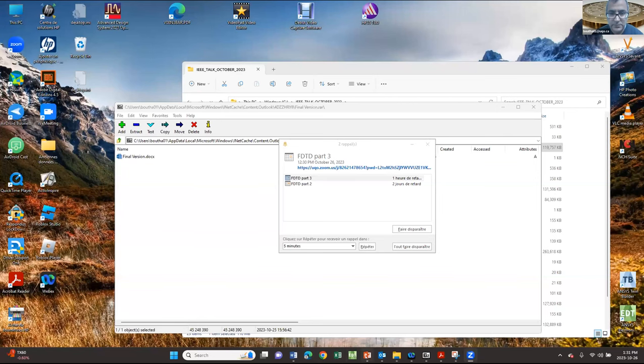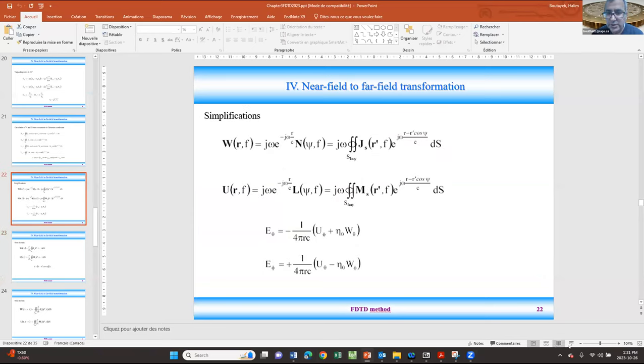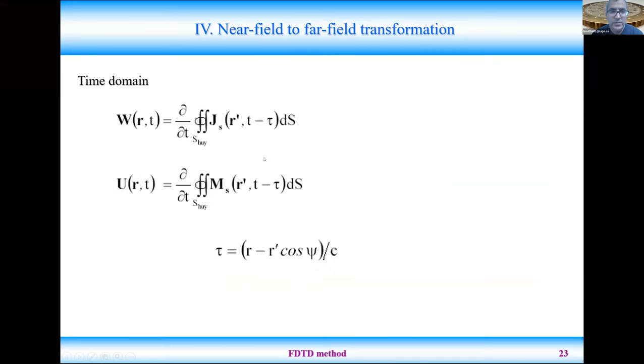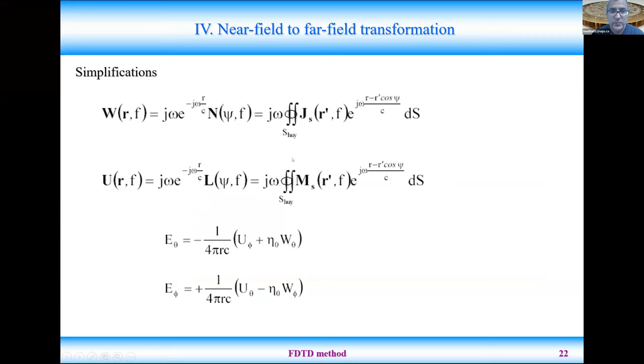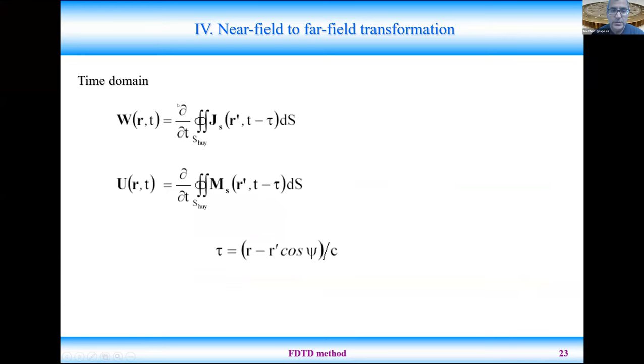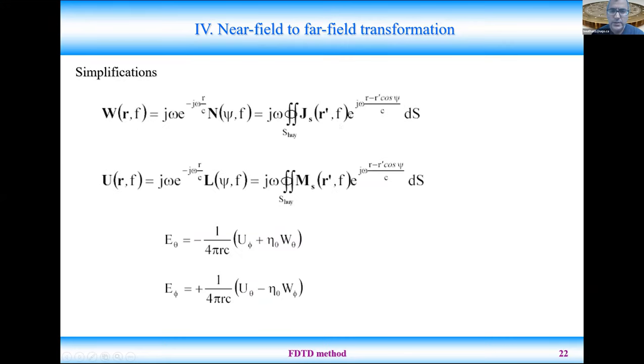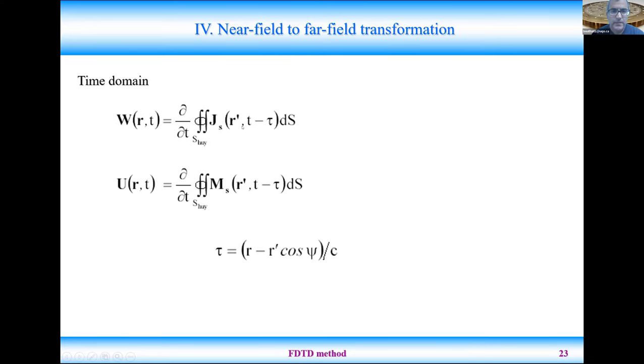So let me share again. This explains why we change N and L with W and U, because now, the way it is written, we have here the G omega, and this one can be the tau. And here the G omega is like a derivative. If we go back in time domain, then the G omega is replaced by the derivative with time, and the tau here is this one. So now that means the omega is simply the derivative with time of the integration of GS, and we have just to do here the retardation.